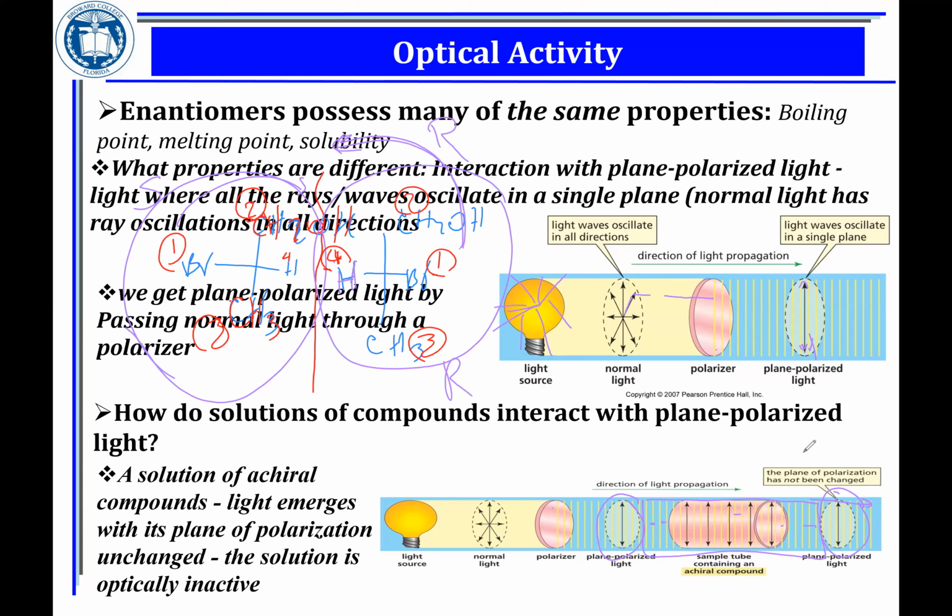So the design of the machine would tell you to rotate to the right side or to the left side. You would rotate until you see the light again. Then you count how much you rotated this filter in order to see the light again. That would be the observed rotation for this chiral compound, by how many degrees the light has been rotated. So you can measure that as observed rotation.